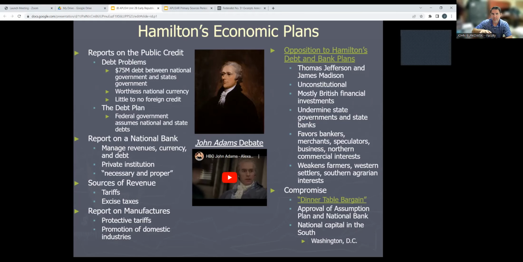How do we manage this? How is this going to be facilitated? Right. Hamilton will, again, propose another element to his economic plan. He writes the report on a national bank. The federal government, through Congress, will establish this institution, this national bank, this First Bank of the United States. The institution will be responsible for collecting the revenues from the taxes imposed by Congress. It will hold on to those revenues and have them deposited into this institution.